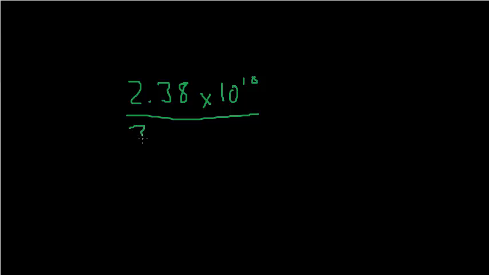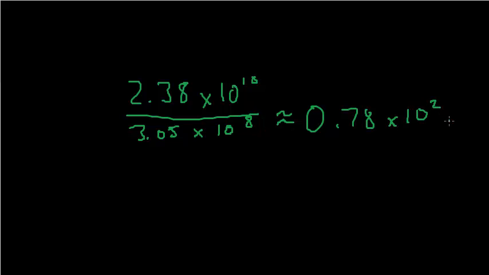Using this, let's take 2.38 times 10 to the 10th power all over 3.05 times 10 to the 8th power. To work this out, I take my numerator divided by my denominator. That is about 0.78, rounding that now, and 10 to the 10th over 10 to the 8th. Again, I have my power rules. 10 minus 8 gives me my new power of 2.